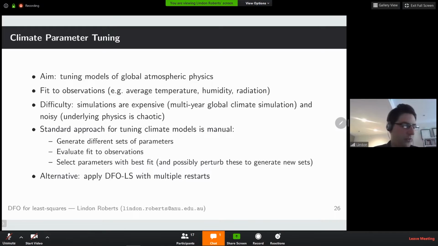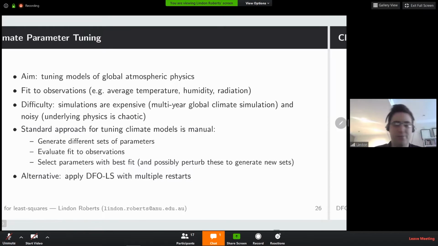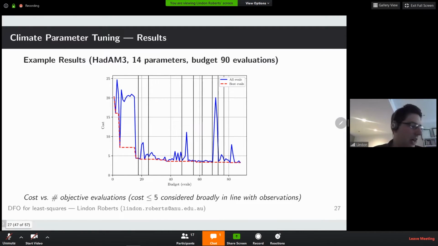And so we propose instead to use DFOLS with the multiple restarts mechanism, to have some actual optimization going on rather than essentially guesswork, roughly speaking. And so if we do this, this is the number of evaluations. So this is to fit 14 parameters to an atmospheric physics model. I was given 90 evaluations of the objective, and this is measuring the progress under some specific cost function. And generally, from the climate people, something under 5 is considered a good fit. So it matches the observations to within a desired tolerance. And we see we can get that very quickly.